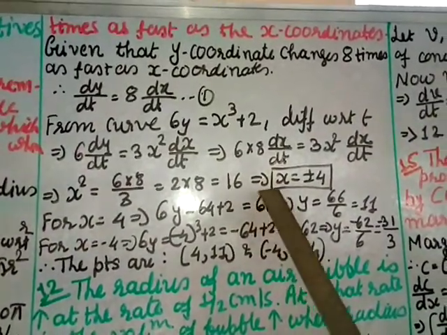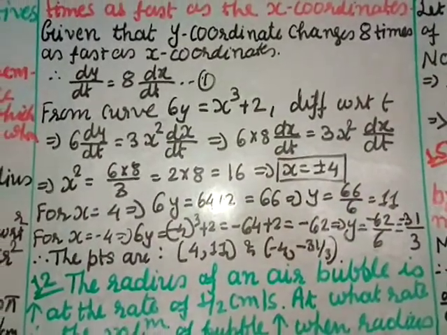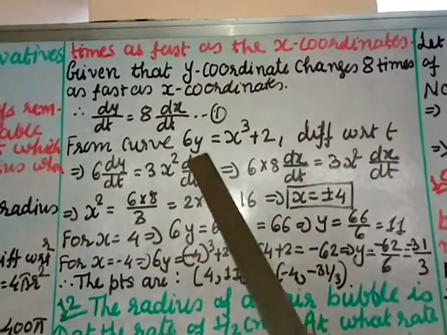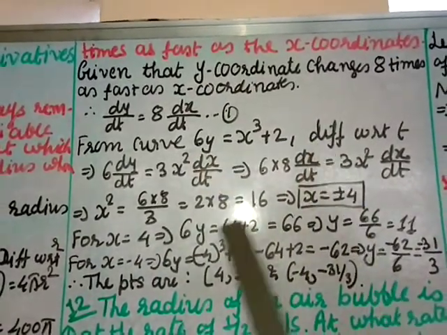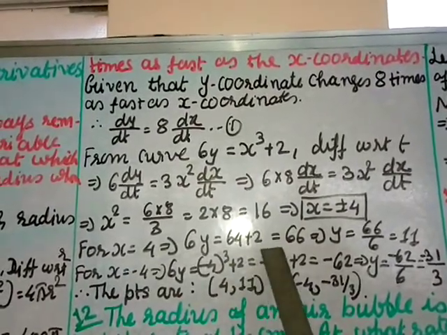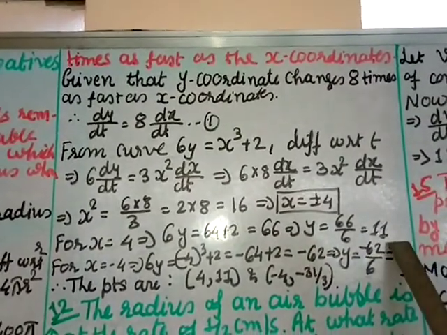So what will be the square root? x will be plus or minus 4. You have to take plus or minus, both you have to consider. Now first when x is equal to 4, we have to find y coordinate. So put in the equation of the curve. Equation of the curve is this. So 6y is equal to x cube. So x cube is 4 cube, which is 64 plus 2. 64 plus 2 is 66. Divide by 6. So you get y coordinate 11.